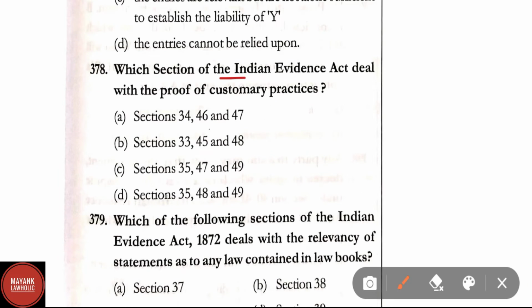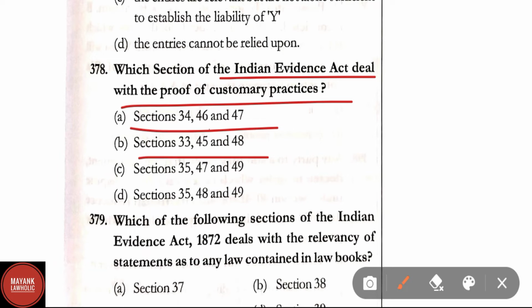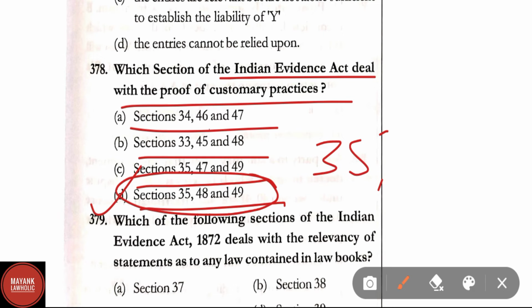Question number 378. Which section of Indian Evidence Act deals with proof of customary practices? Option A, section 34, 46, 47; option B, section 33, 45, 48; option C, section 35, 47 and 49; and option D, section 35, 48 and 49. Here correct answer is option D only, that is section 35, 48 and 49.